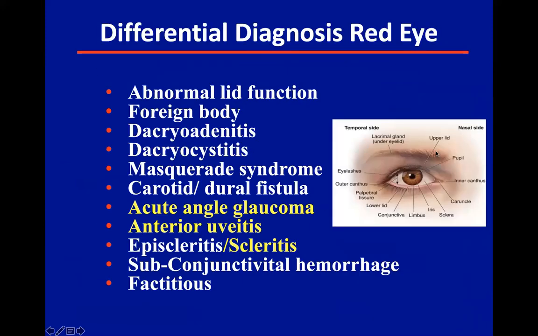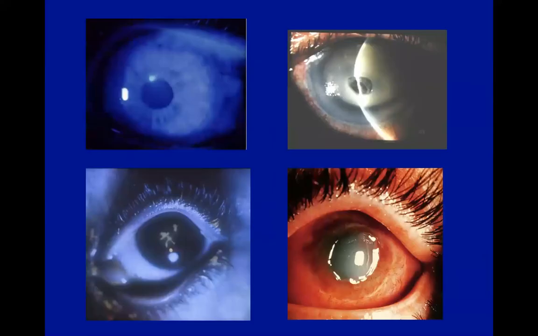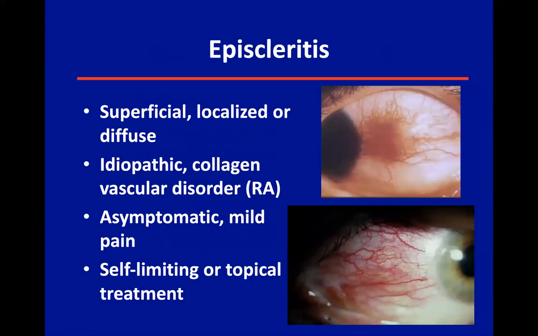Whereas when you come to your episcleritis, look at it. It's really very deep. The other was diffuse and more superficial. Here you can actually see it. It's deeper. So it's superficial, localized, diffuse. It's usually idiopathic. It's really very common with collagen vascular disorders. It's asymptomatic. It's usually mild pain, not that much, and it's self-limiting. Or sometimes we give topical treatment. It usually resolves on its own.